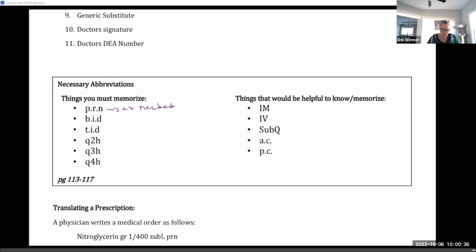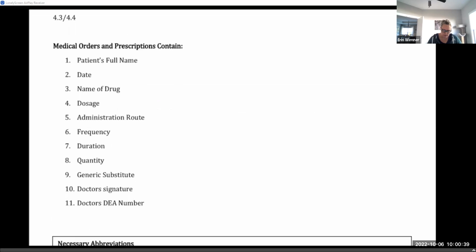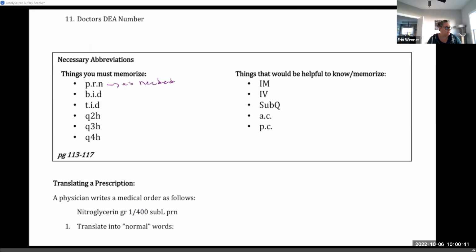And so we're starting in 4.3, but in your textbook, if you look at, I think it's 4.1 and 4.2, there are huge lists of these abbreviations written out that you can look over to help familiarize yourself. BID means twice a day. TID means 3 times a day, or twice a day, thrice, I guess. We'll just go 3 times a day.